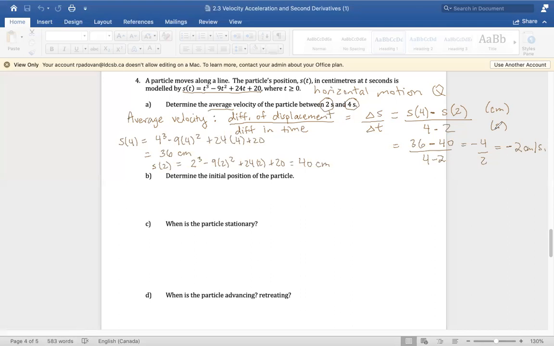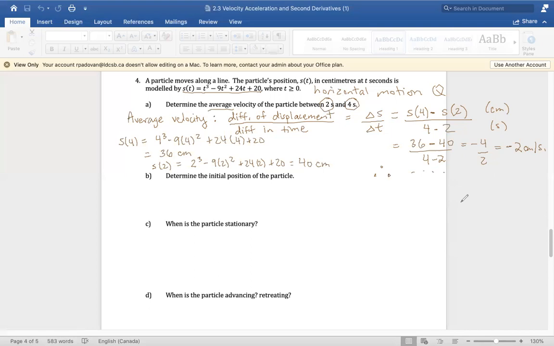But for this particular question, we have the average velocity between 2 and 4 seconds right there. So just answer with your therefore statement. Therefore, the average velocity between 2 and 4 seconds is -2 centimeters per second. And just add that into your therefore statement.